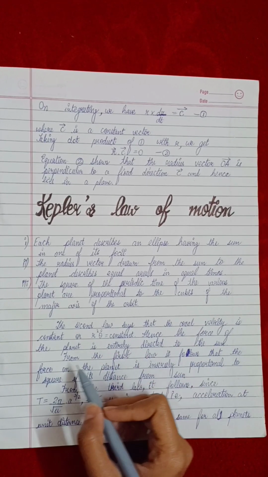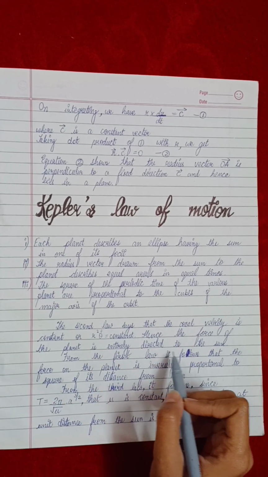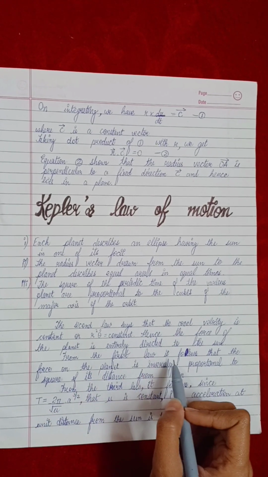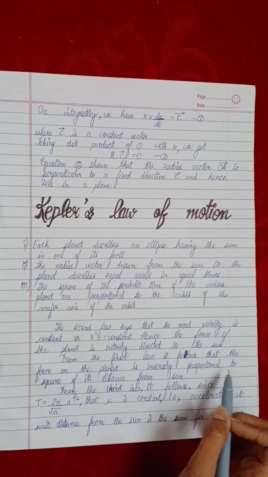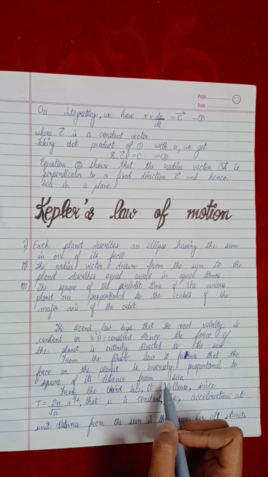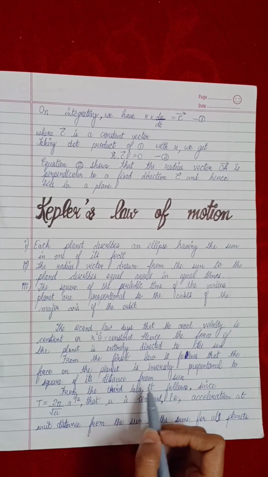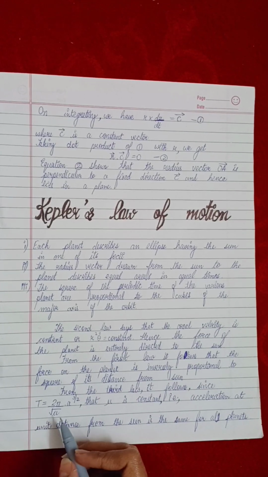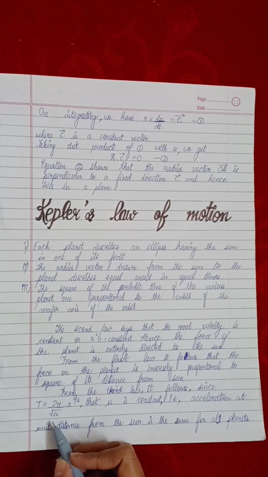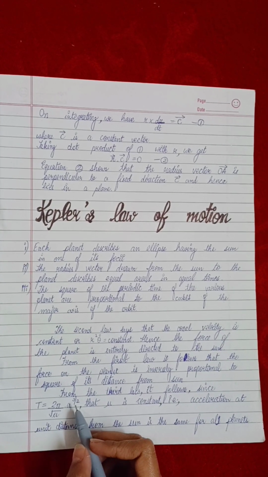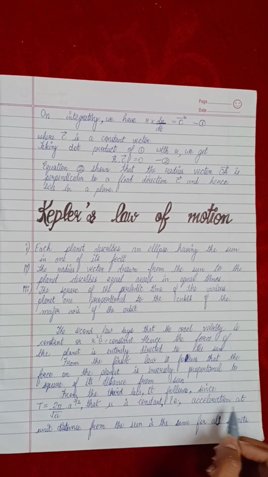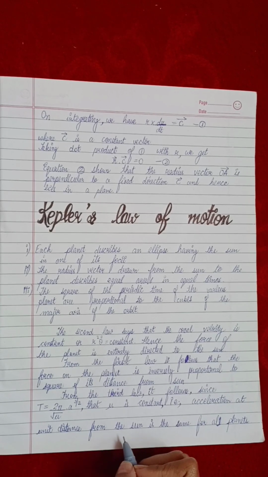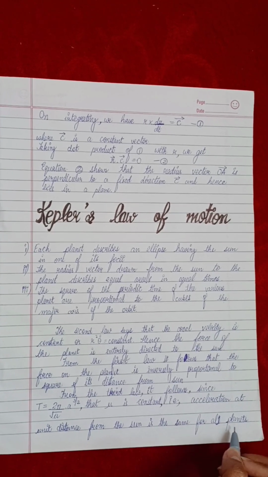Hence the force on the planet is entirely directed to the sun. From the first law, it follows that the force on the planet is inversely proportional to the square of its distance from the sun. From the third law, it follows, since T = 2π/√mu × a^(3/2), that mu is a constant, that is, the acceleration at unit distance from the sun is the same for all the planets.